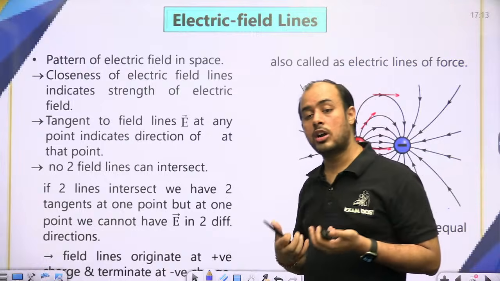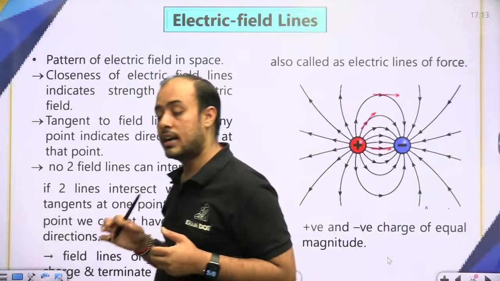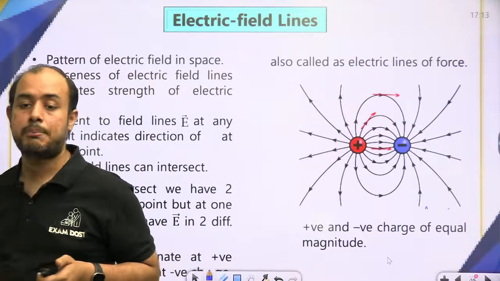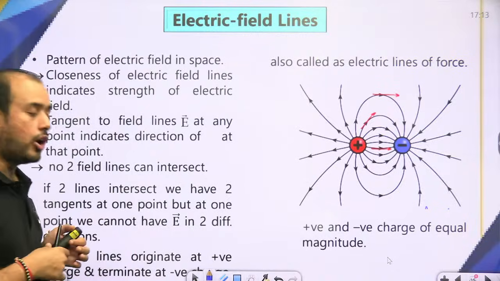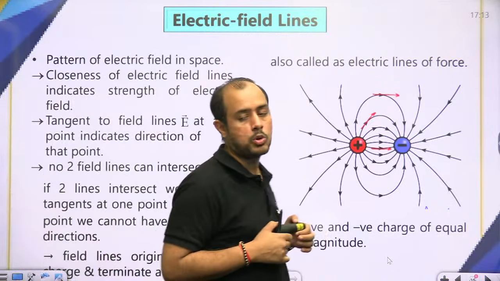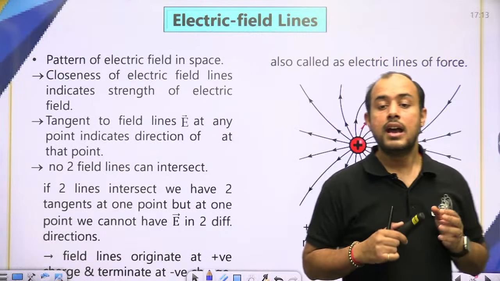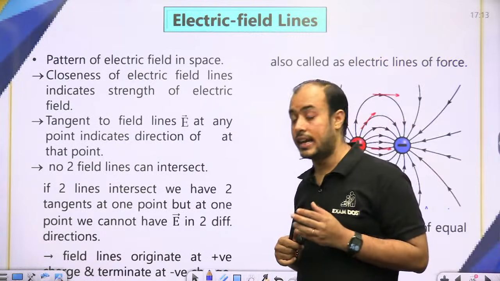Now, beta, we cannot see the electric field, but we wanted to understand the pattern of electric field. For that purpose, we talk about the electric field lines. How do we draw the electric field line?